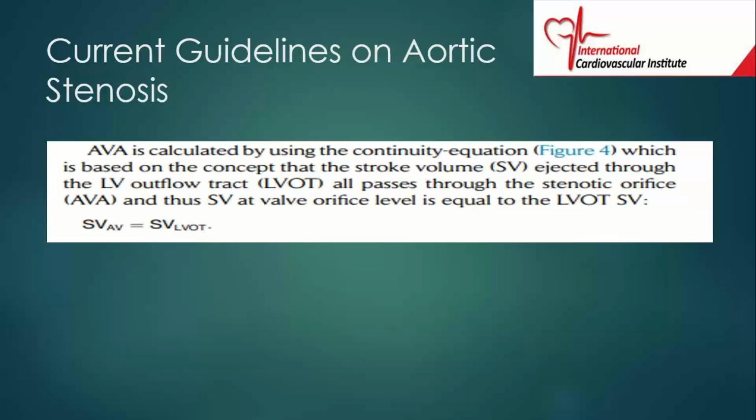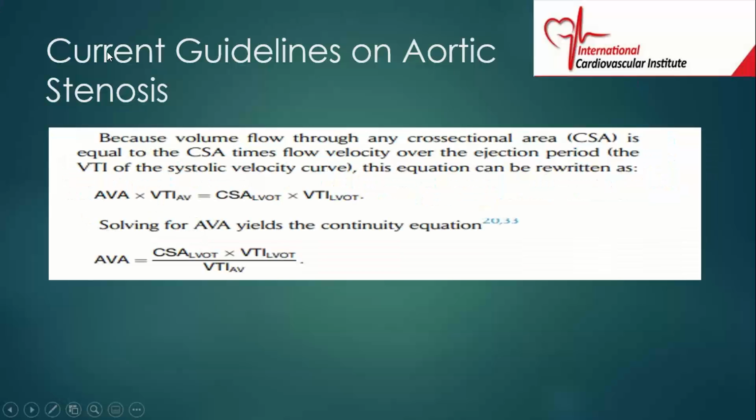The aortic valve area is calculated by using the continuity equation, and we went over that. It is based on the concept that the stroke volume ejected through the LVOT, the left ventricular outflow tract, all passes through the stenotic aortic valve, and thus the stroke volume at the LVOT is the same stroke volume at the aortic valve. So that's the continuity equation. Flow is equal to the area times the VTI, velocity time integral.